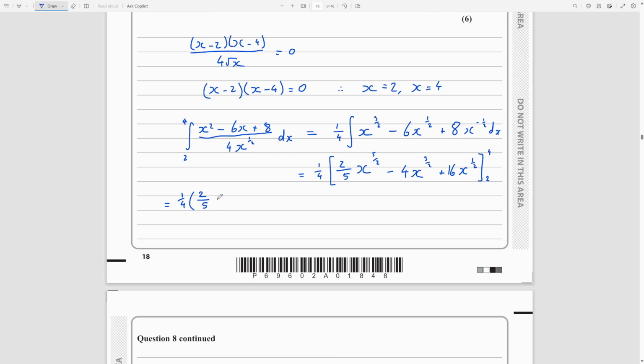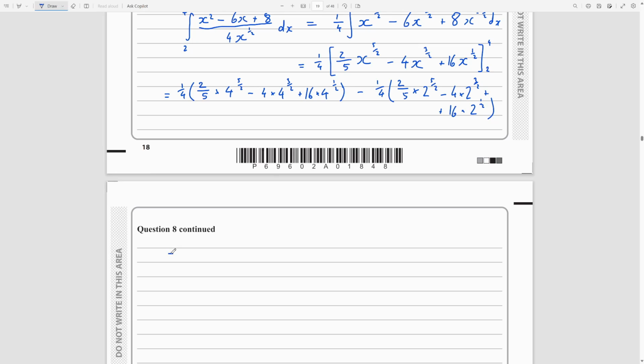Let me show you. So it's 2/5 times 4 to the 5 over 2 minus 4 times 4 to the 3 over 2 plus 16 times 4 to the half. So I'm showing that I'm subbing it in and mopping up all of the method marks. Minus a quarter of, and now I'm subbing in 2. So 2/5 times 2 to the 5 over 2 minus 4 times 2 to the 3 over 2 plus 16 times 2 to the half. Now here's what I mean by subbing this into the calculator. I'm just going to show the answer to each of these sections.